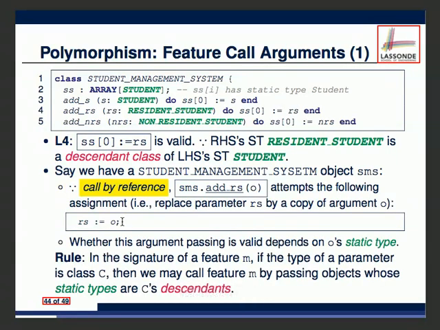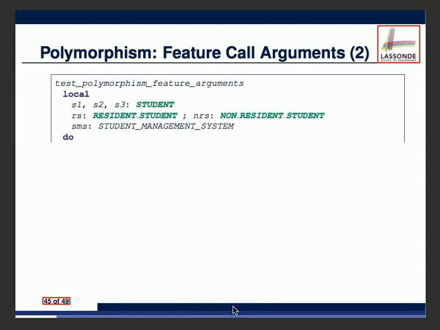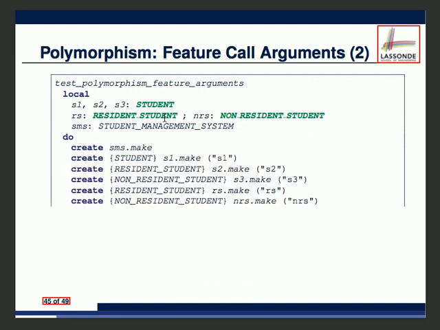Having this in mind, it depends on the static type, and now we're going to see examples. Let's try to judge how good you are. I really tried to exhaustively enumerate all the possibilities so you can see how things play together. Let's set things up. It's a test case, also available in your sample code. Let's say we have S1, S2, S3, their static types are simply Student. RS, resident student, NRS, non-resident student, consistent with our naming as before. Also SMS, student management system. Let's say that's the initial setup.